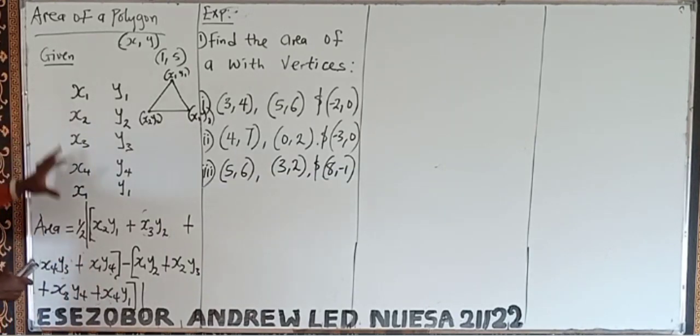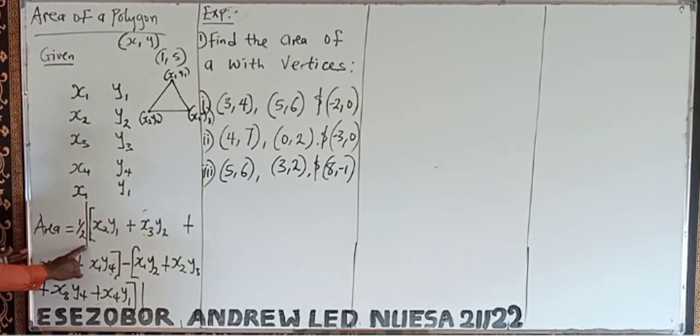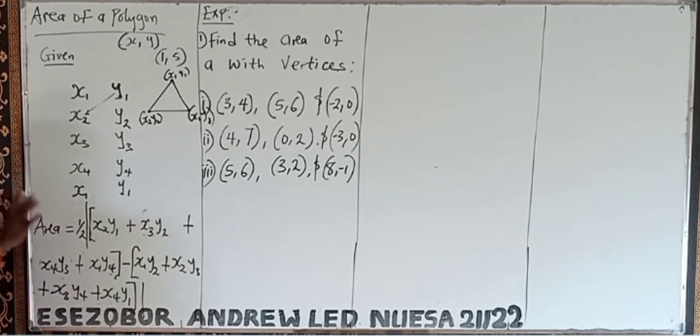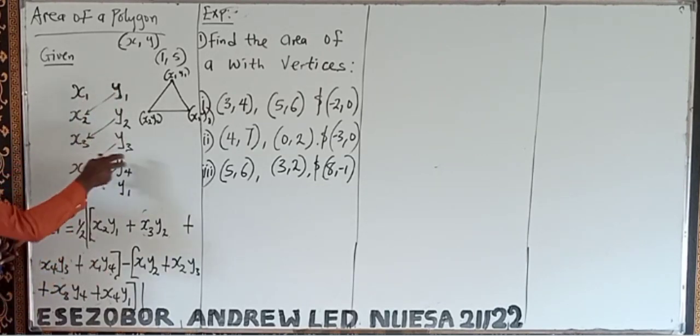That's what you do. Now, to get the area, the area will be equal to half the magnitude of, you start from this side, x1 times y2 plus x2 times y3 plus x3 times y4 plus x4 times y1. Remember, you will close everything with x1, y1 again. So that's what I have here, x2 times y1, x3 y2, x4 y3, x1 y4.